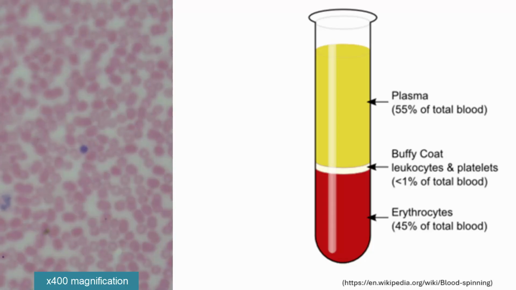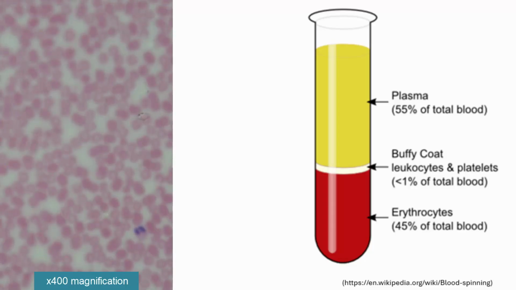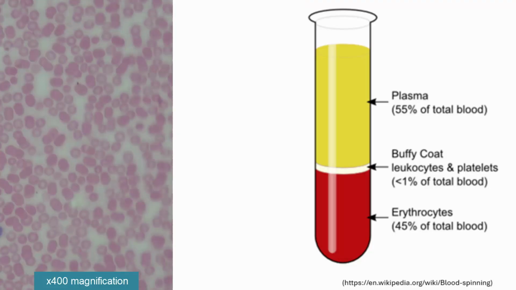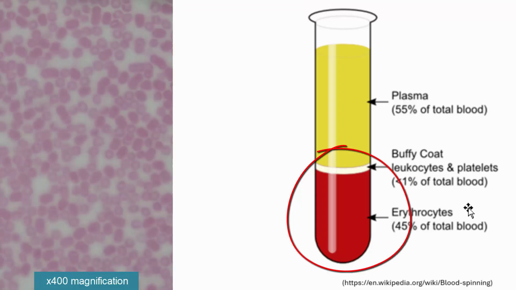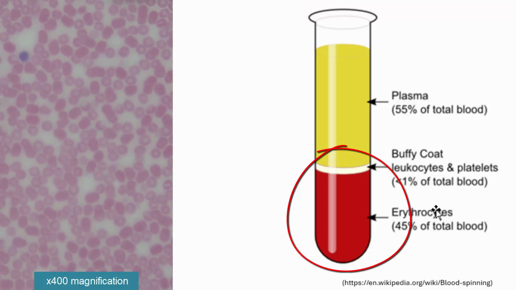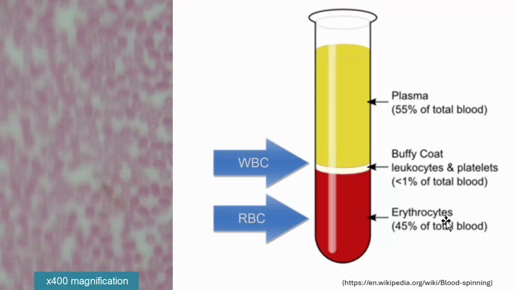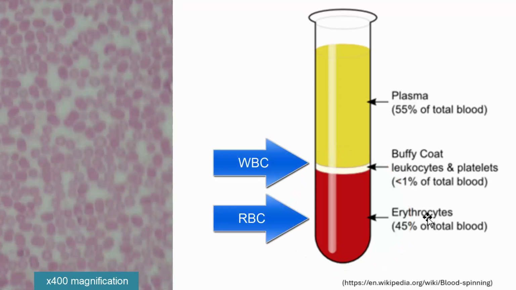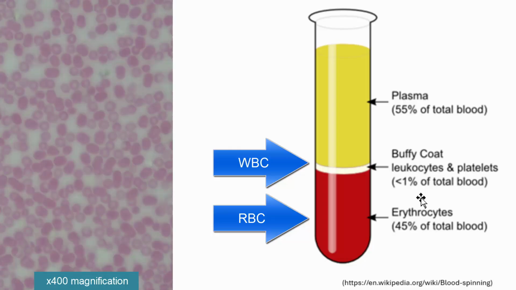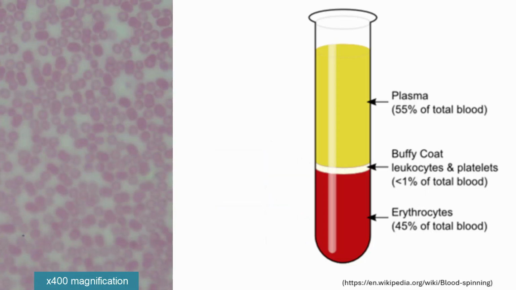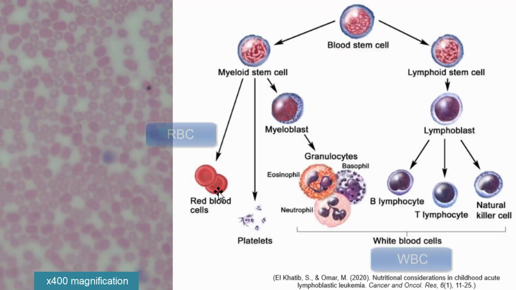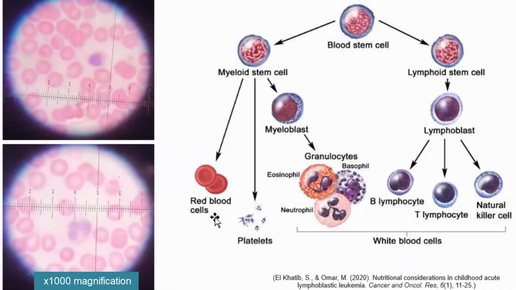And what you're going to see is they've just taken off the 45% erythrocytes, which are red blood cells, and the less than 1% leukocytes and platelets, which are white blood cells. And so you should get about 98% red blood cells and only 1% white blood cells. The red blood cells are the red circles. And the platelets you can't really see because it's all a bit fuzzy.